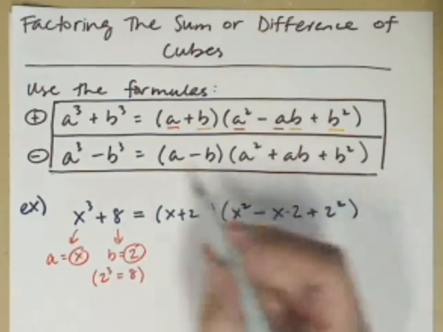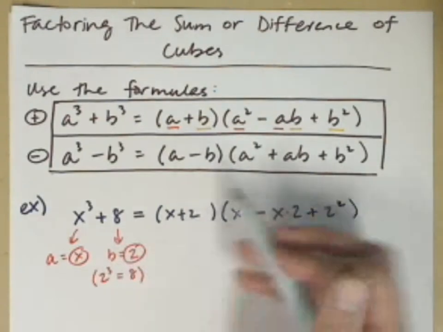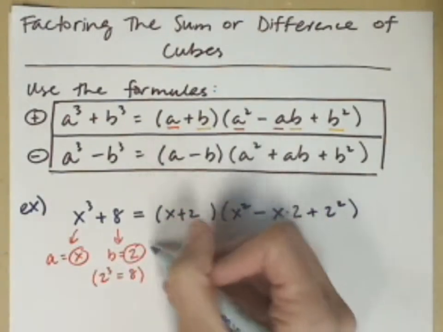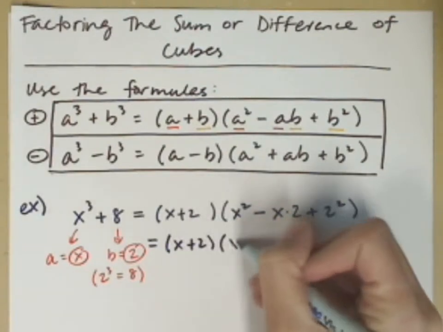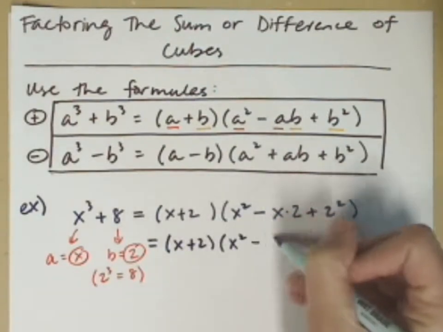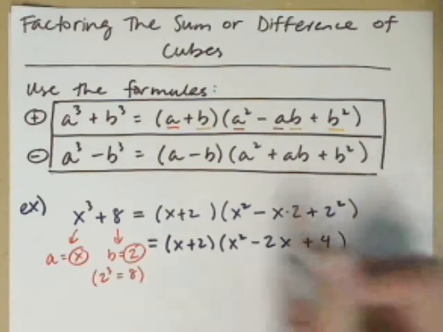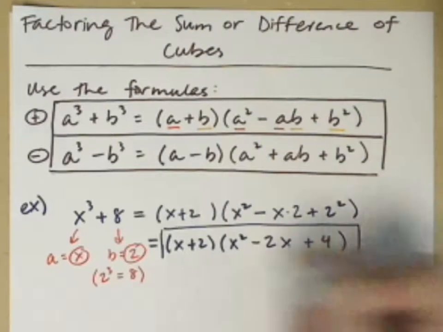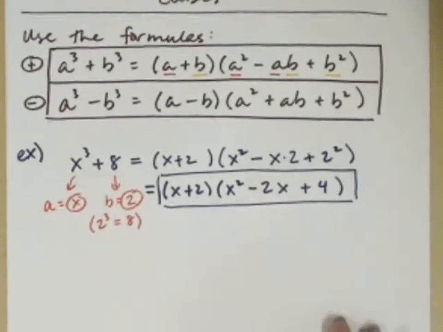So I've just replaced the a's and b's in my sum formula with the x and the 2, since those are what were cubed. I'm going to clean my answer up just a little bit and write it as x plus 2, x squared, minus 2x, plus 2 squared, which is 4. And this would be the factorization for x cubed plus 8. Let's look at a second one.